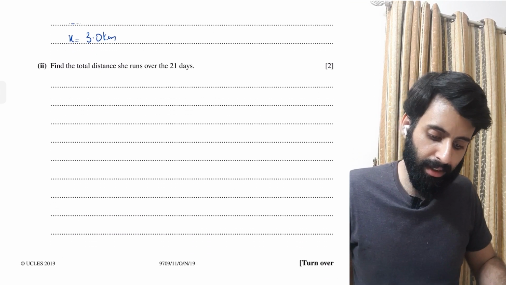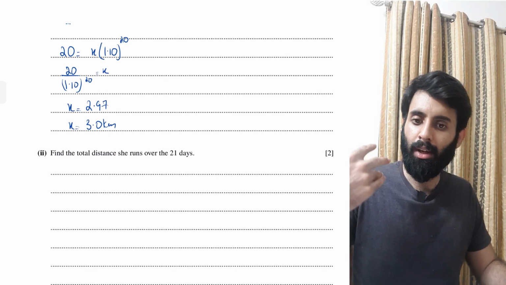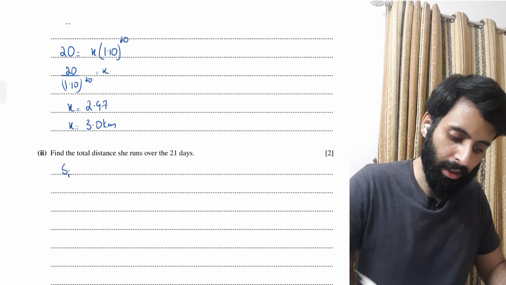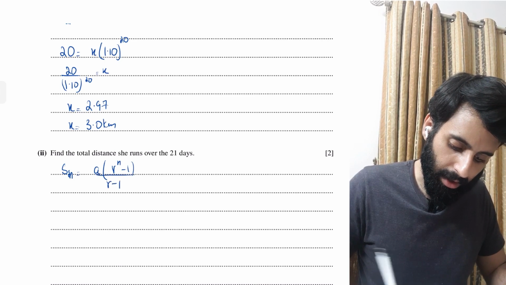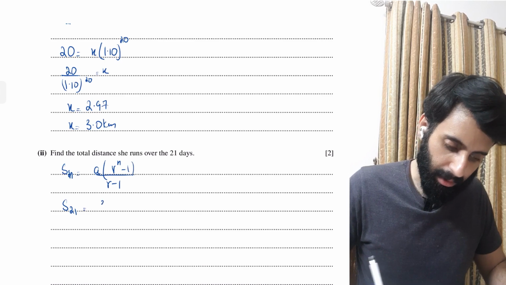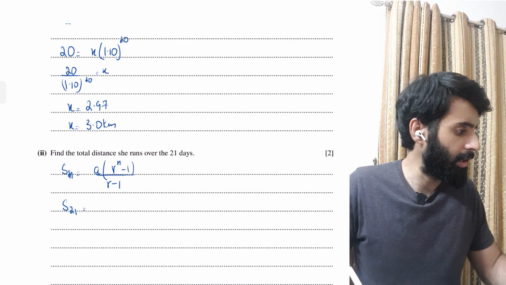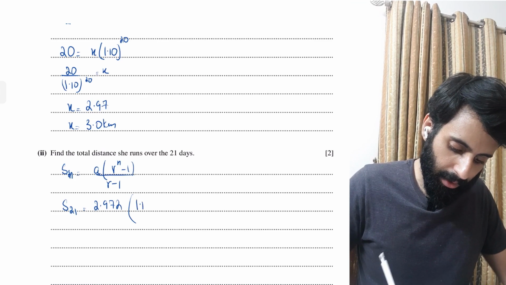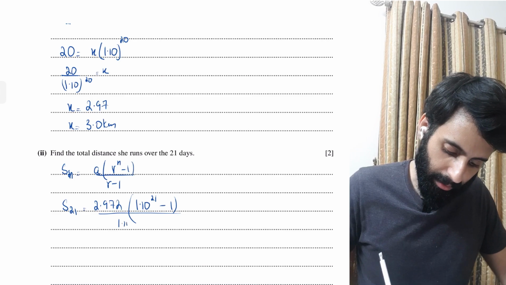Okay, and then let's see what it says. Find the total distance she runs over the 21 days. That basically means we need to find the sum of the 21 terms, S21. Let's write down the formula first. The sum of n terms is equal to a times r to the power n minus 1, over r minus 1. So the total distance that she runs over the 21 days is going to be equal to, now this time I will avoid using the rounded off value. Instead I will use the actual value, which was 2.972, times 1.10 to the power of 21 minus 1, over 1.10 minus 1.